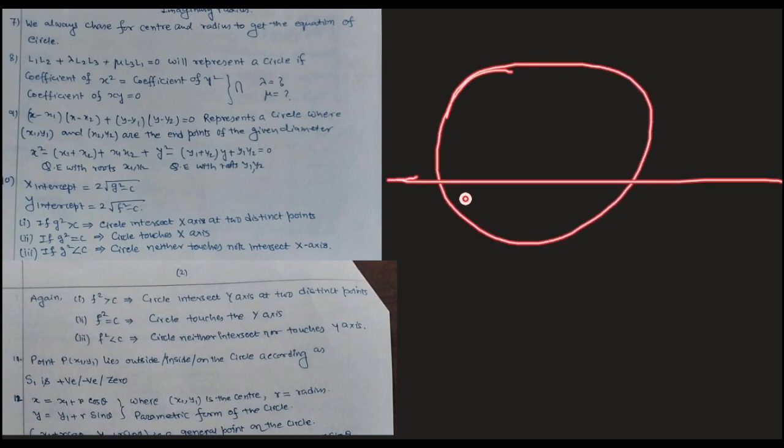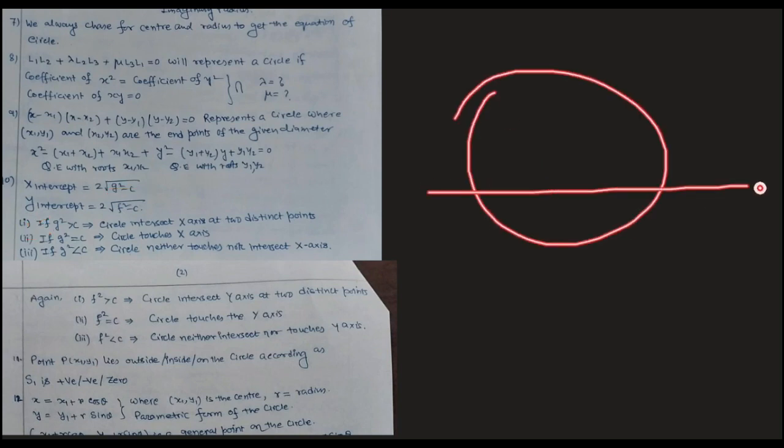Now for the x-intercept, this is A, this is B. The length of the x-intercept is 2 root over g square minus c. When you take the y-intercept, it will be 2 root over f square minus c. Now if this quantity is greater than zero, that means your x-intercept is positive and you are getting 2 values where your curve intersects the axis. That means the circle intersects at 2 different points.